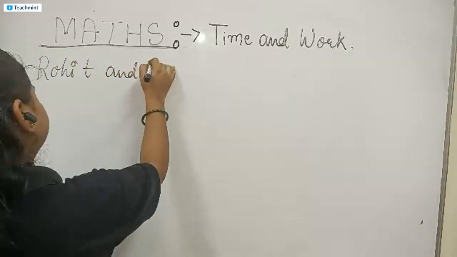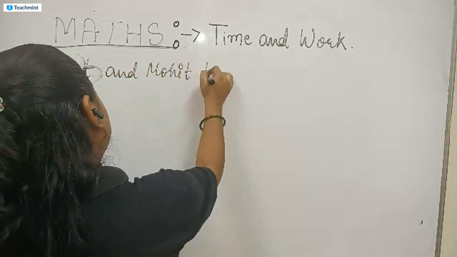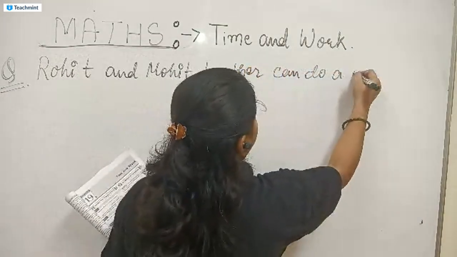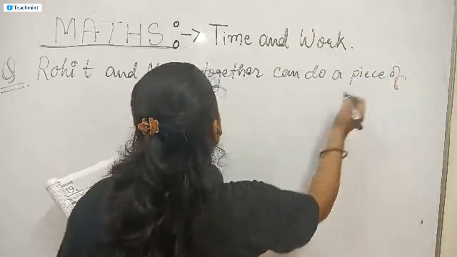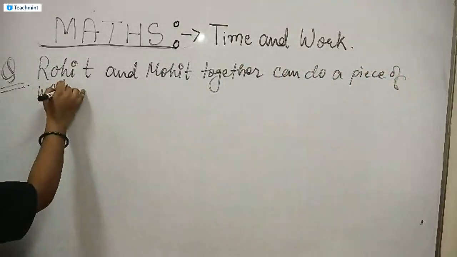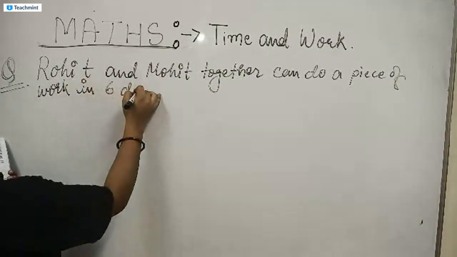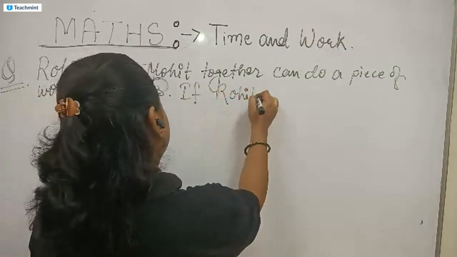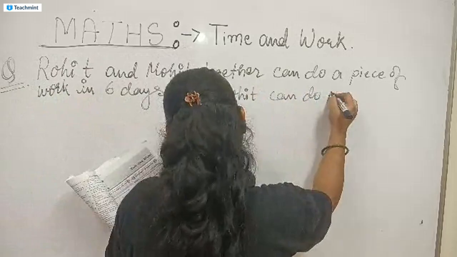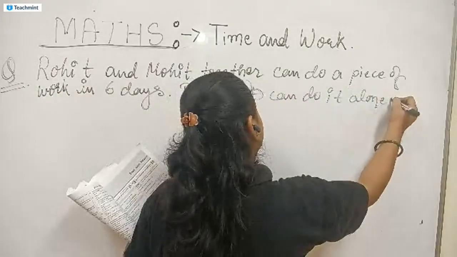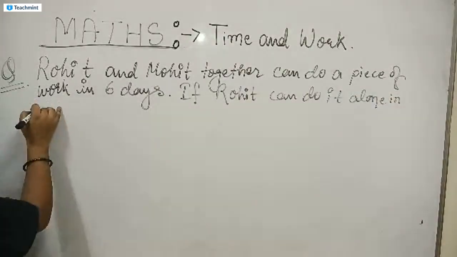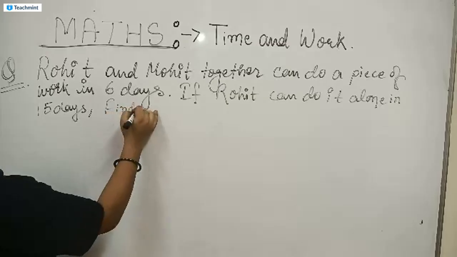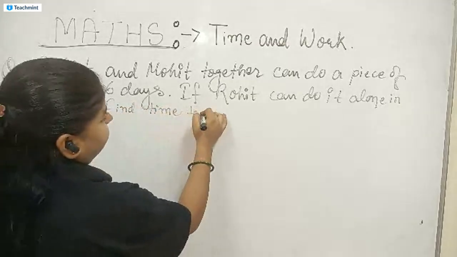Rohit and Mohit together can do a piece of work in 6 days. If Rohit can do it alone in 15 days, find the time taken by Mohit.